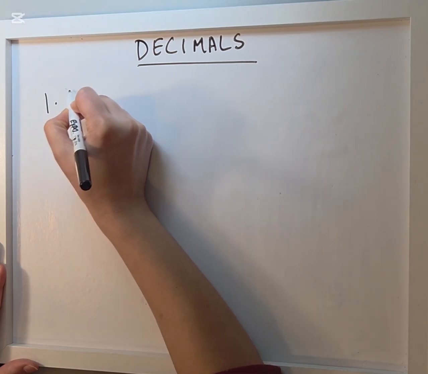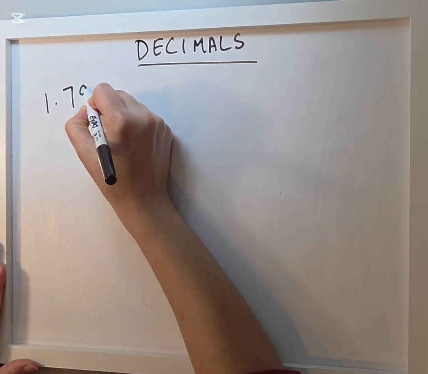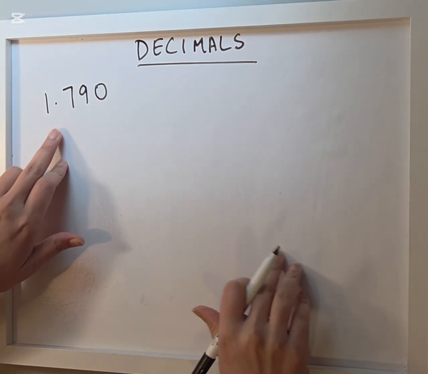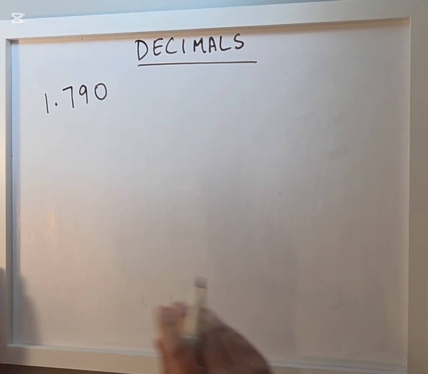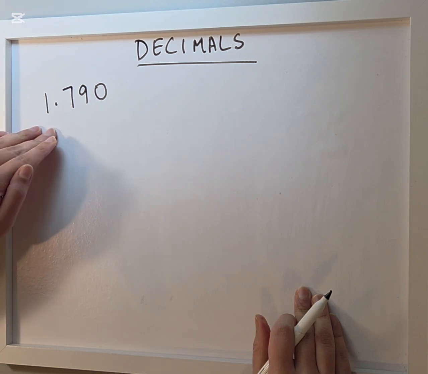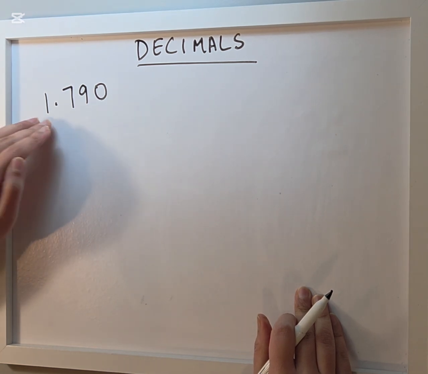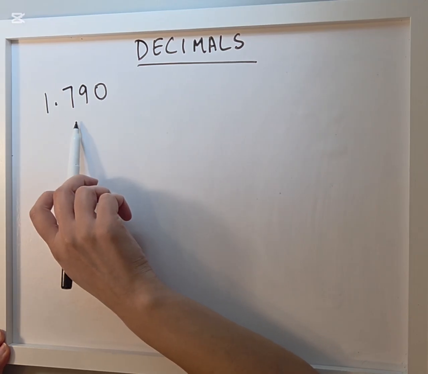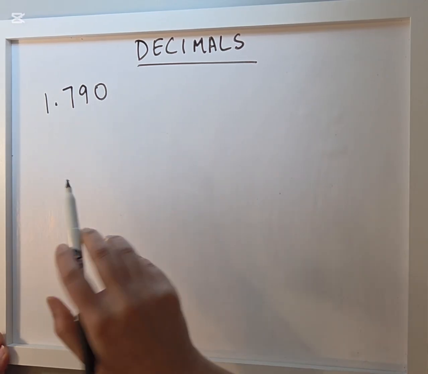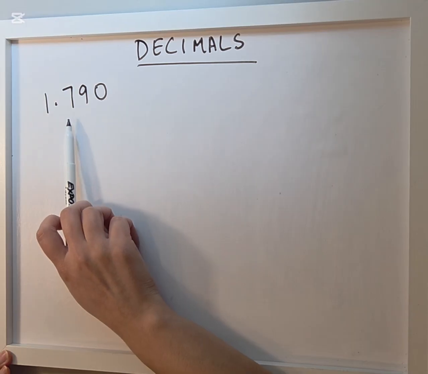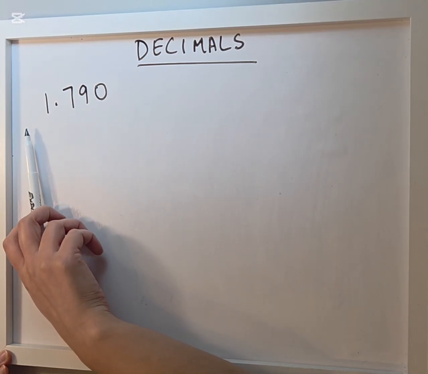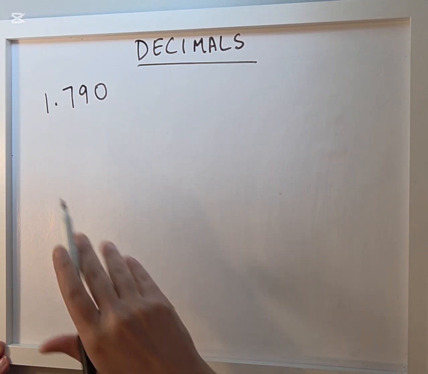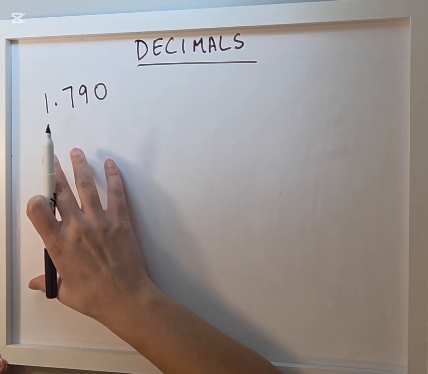So if we have, for example, a number 1.790. So this is the decimal. The dot is the decimal, and we also say it as point. So we can say 1.790. Now, whether the numbers are towards the left of the decimal or towards the right of the decimal makes it different in which position they are.